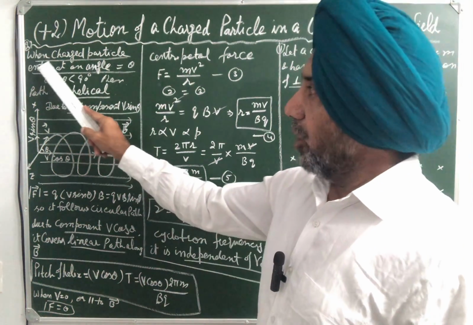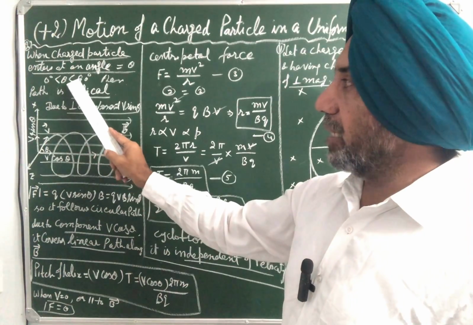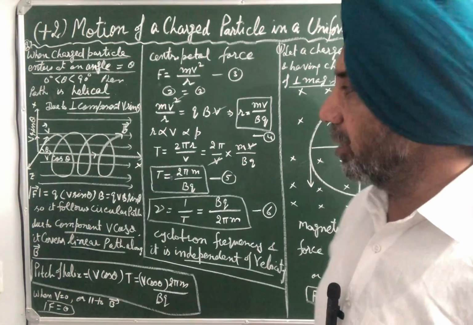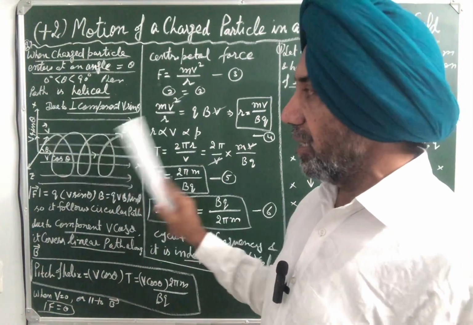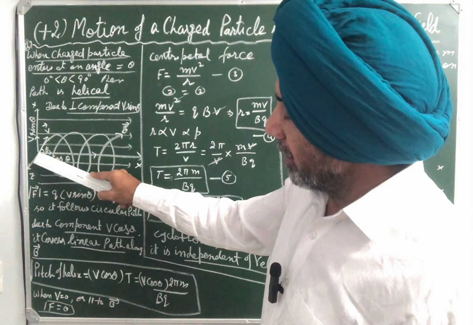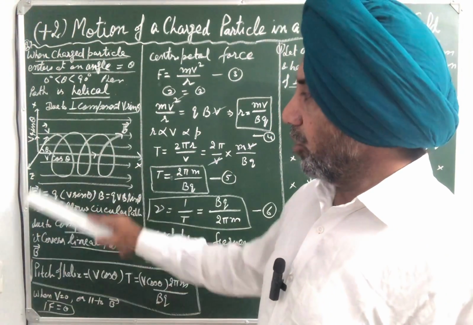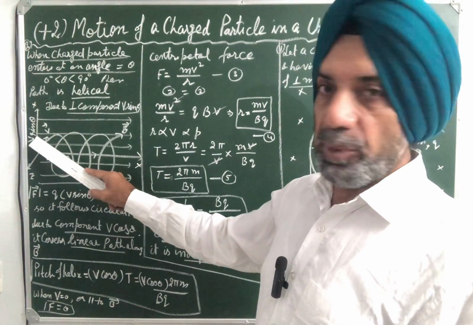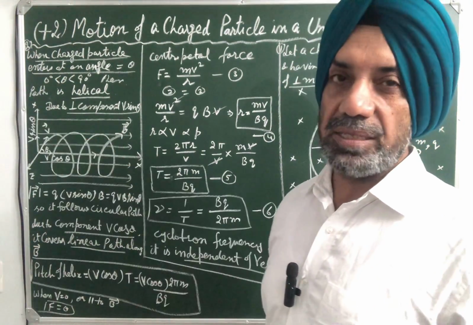Now second case, when the charged particle enters at an angle theta less than 90 degree and greater than 0 degree. Suppose this is a magnetic field left to right along the x-axis, this is the y-axis, z-axis. Now suppose charged particle q enters with velocity v. Now this velocity can be resolved into two rectangular components, v cos theta along the x-axis and v sin theta along the y-axis.